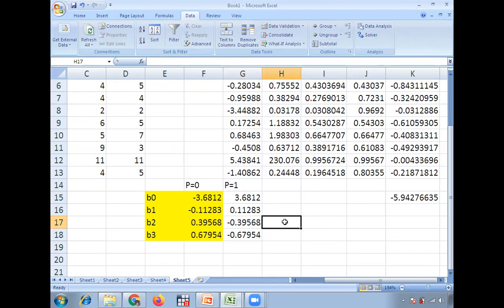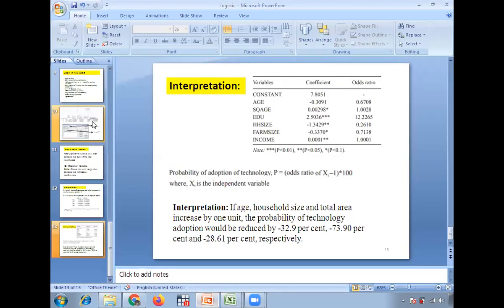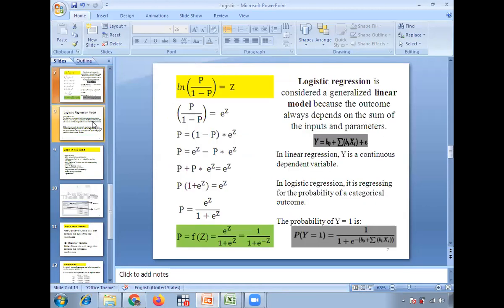Now we have to fit this into the model. We have seen the probability of the event happening, as you can see here. The probability of the event happening is a function of z. What is z over here? Z, as you know, is the regression specification, which has the intercept, the beta coefficients and the independent variables: the intercept, then B1x1, B2x2, B3x3. So we have to use this formula. P, the probability of the event happening, is a function of z, which is nothing but e to the power z divided by 1 plus e to the power z.